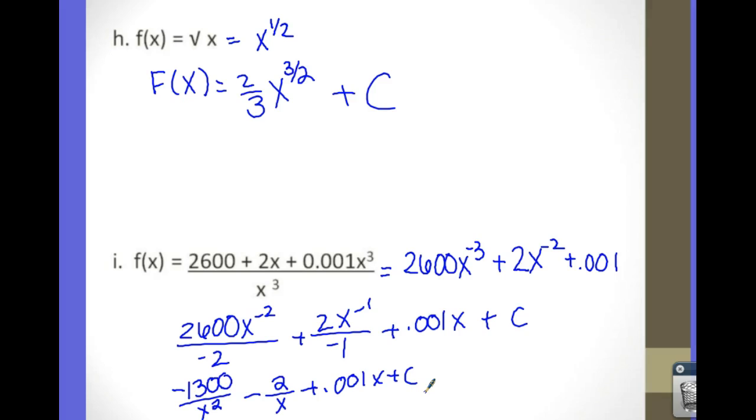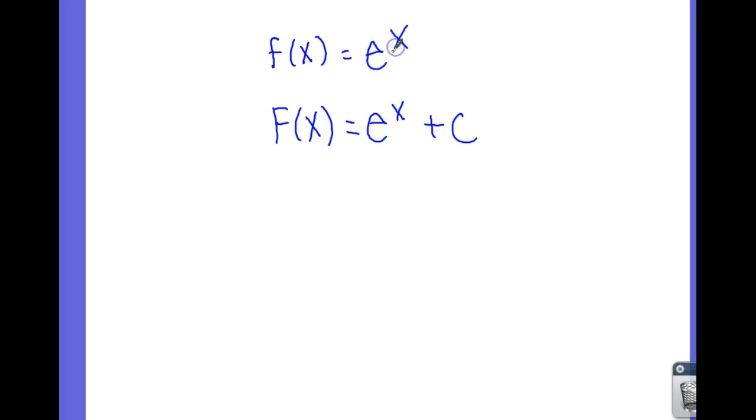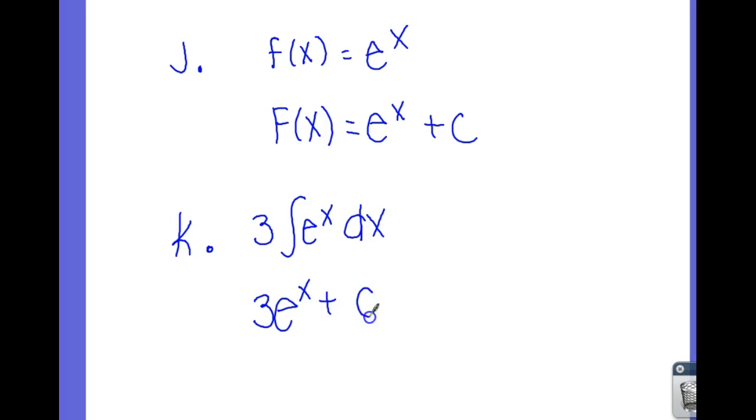Okay, how about the E's? We haven't looked at an E yet, but think about lowercase f of x and capital F of x. If this was e to the x plus c, the derivative of this would be? Good. So the reverse is e to the x plus c. So this is letter J. And then how about K? How would that 3 affect it? You can think of it as out in front, so it's still 3 e to the x dx. So you get 3 e to the x plus C.